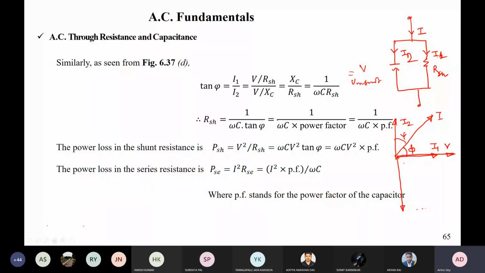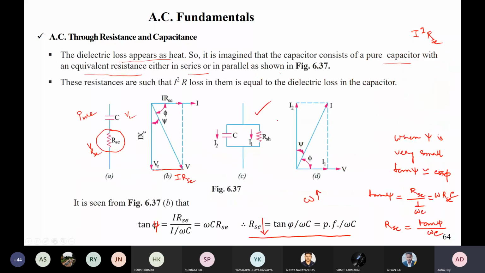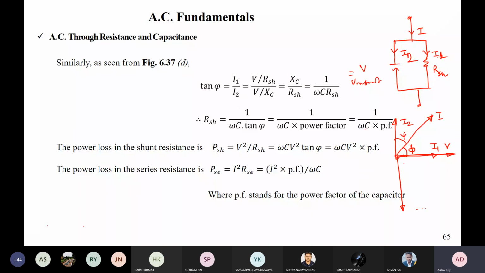So earlier we got PF by omega C. So here also it is 1 by omega C. So if PF remains constant, if you increase your omega, your R_SH will be less. So the power loss in the shunt resistance, we should calculate this, which is equal to omega C V square into PF. And here the loss in the series resistance, because this is actually your dielectric loss, isn't it?